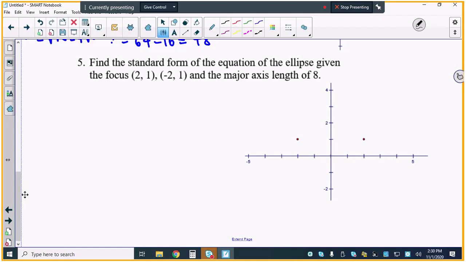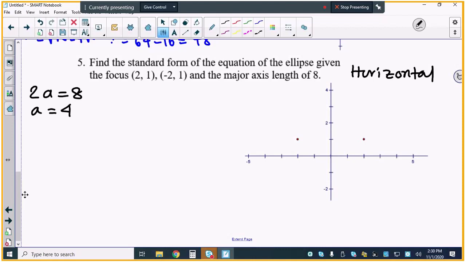Okay, so this one says find the standard form of the equation of the ellipse given the foci are 2, 1 and negative 2, 1 and the major axis is of length 8. So first and foremost, you are not changing k, you are changing h. So you know that the major axis is going to be horizontal. That tells me that the denominator under x is the larger one. Now the major axis has a length of 8, remember that's 2a. So now I know a is equal to 4 units.